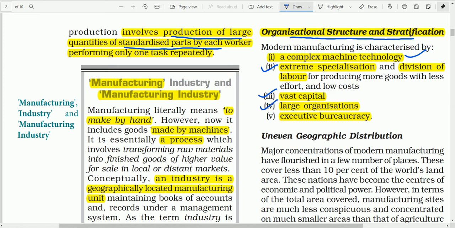Then next we have large organization. There will be a managerial structure. So many workers will be there, different types of workers will be there. It's a big institution.